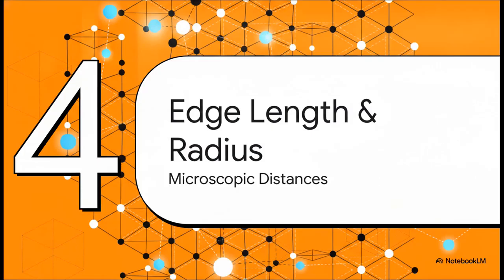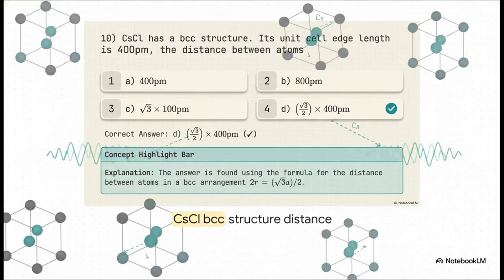Moving right along to section 4, edge length and radius. Let's see how to calculate microscopic distances using edge lengths and atomic radii. Question 10. CSCl has a BCC structure. Its unit cell edge length is 400 pm. The distance between atoms, 1. A, 400 pm, 2. B, 800 pm, 3. C, root 3 times 100 pm, 4. D, root 3 over 2 times 400 pm. Correct answer, D, root 3 over 2 times 400 pm.